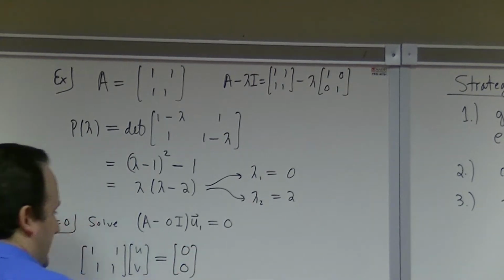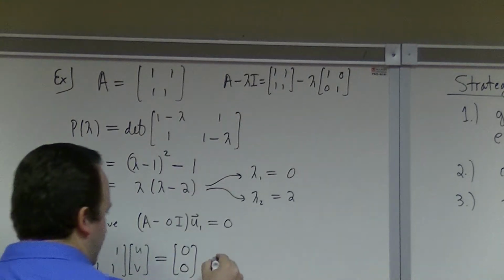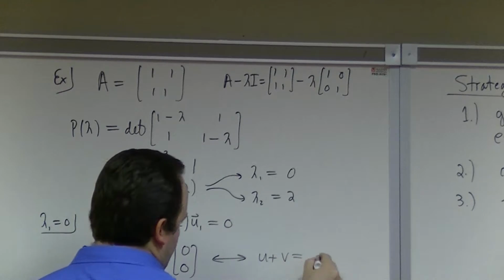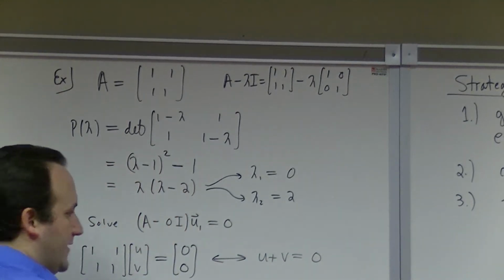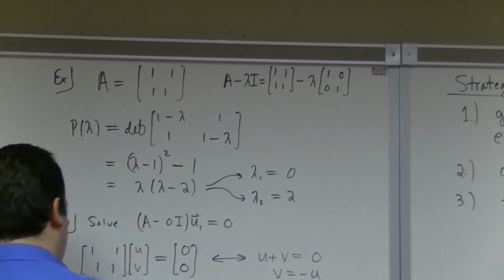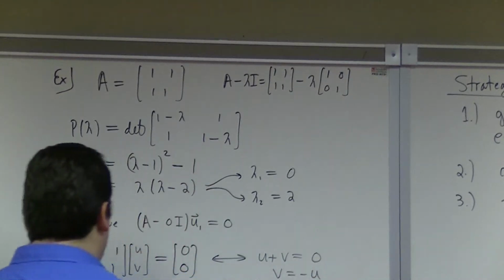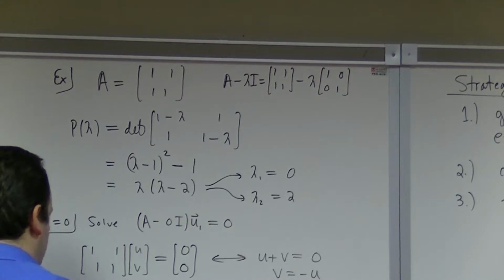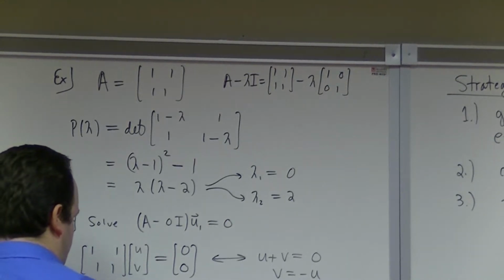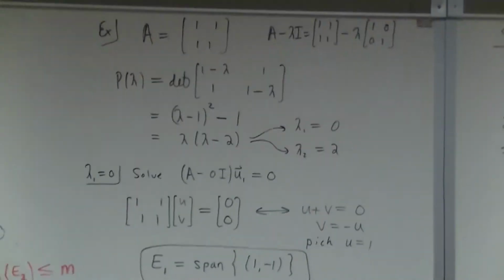Now, I don't think you need row reduction or anything here, right? This is clearly the same as u plus v equals 0. So without loss of generality, I have v equal to minus u. And if you want to choose, you can pick anything you like. I usually pick u equals 1 in this sort of problem. And then that tells me that E1 is going to be the span of 1, minus 1. So there you go. There's the eigenspace E1 written as a span of an eigenbasis, which is any one vector, here 1, minus 1.